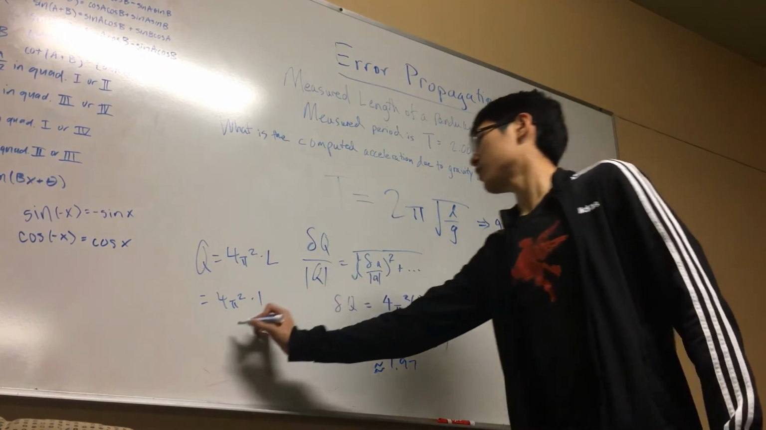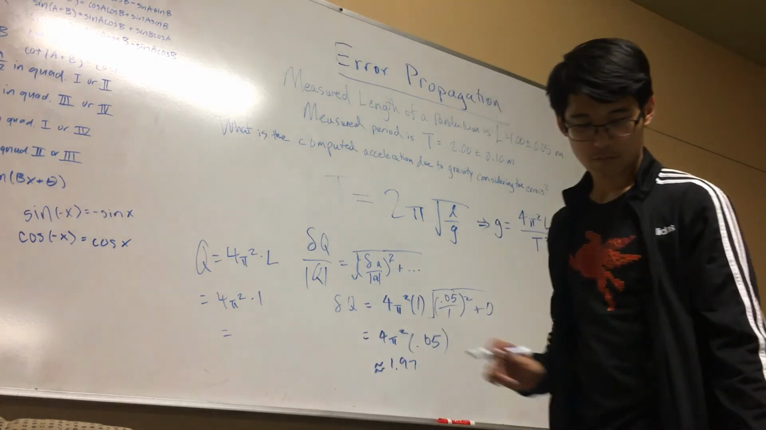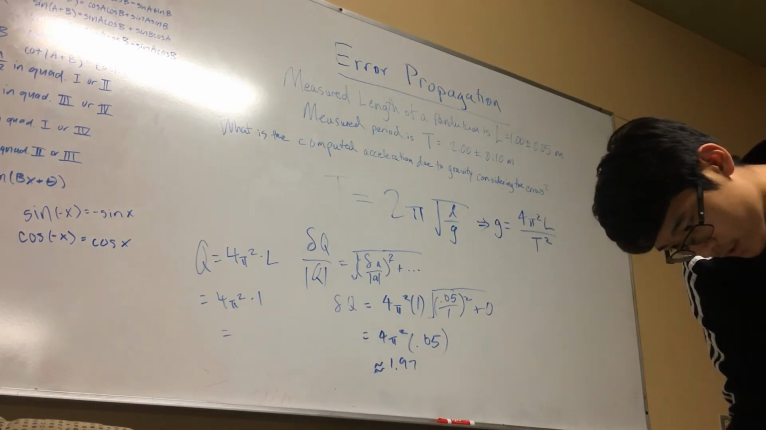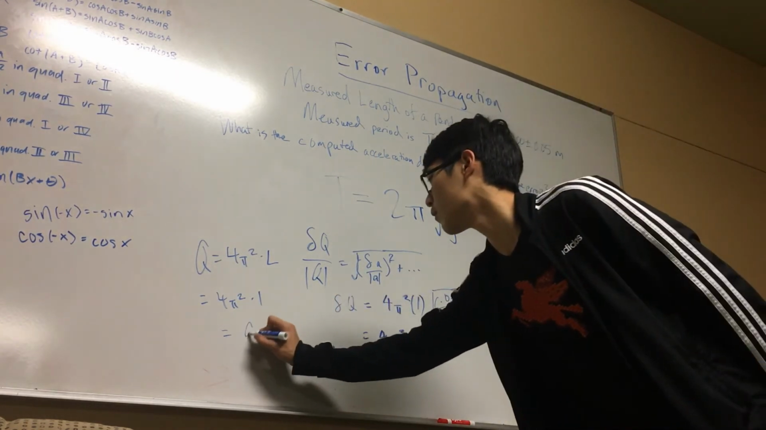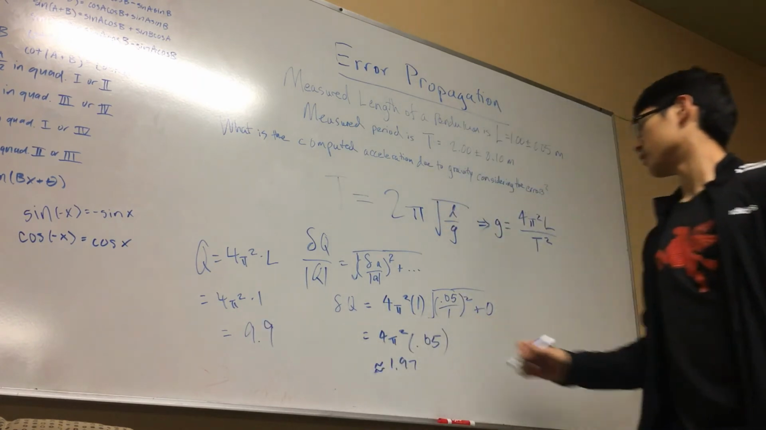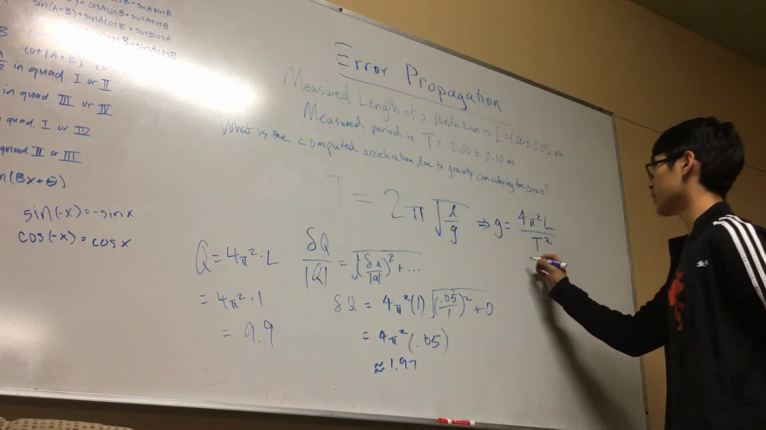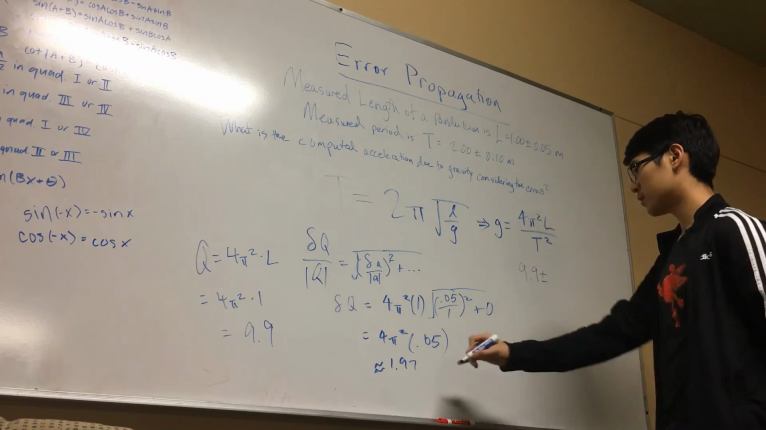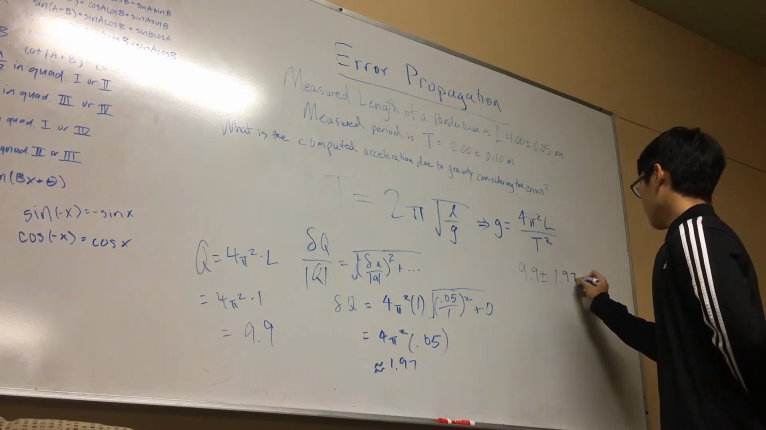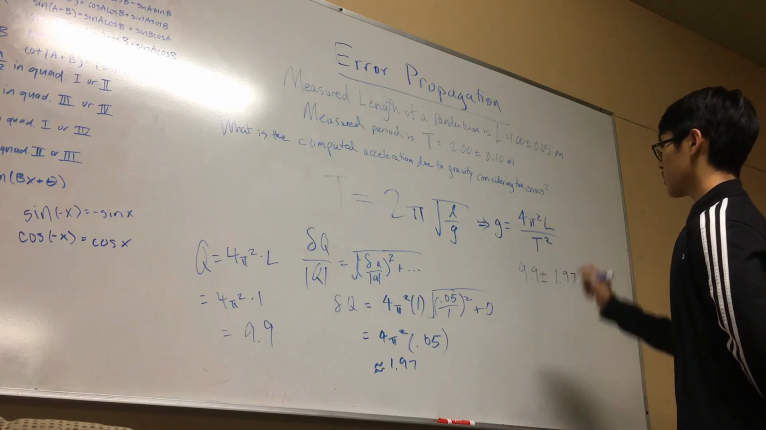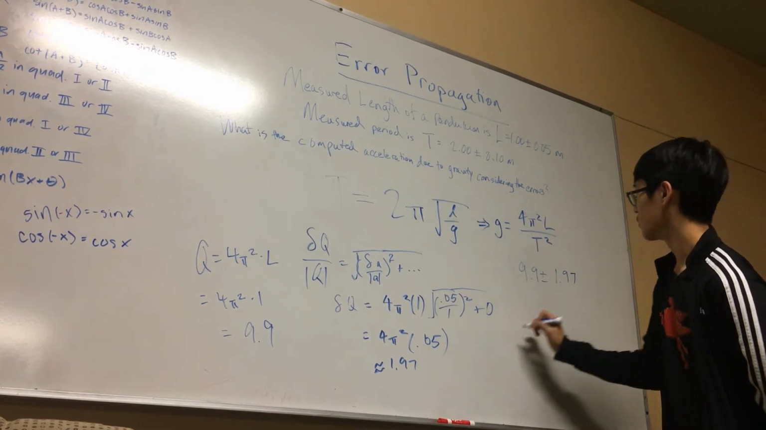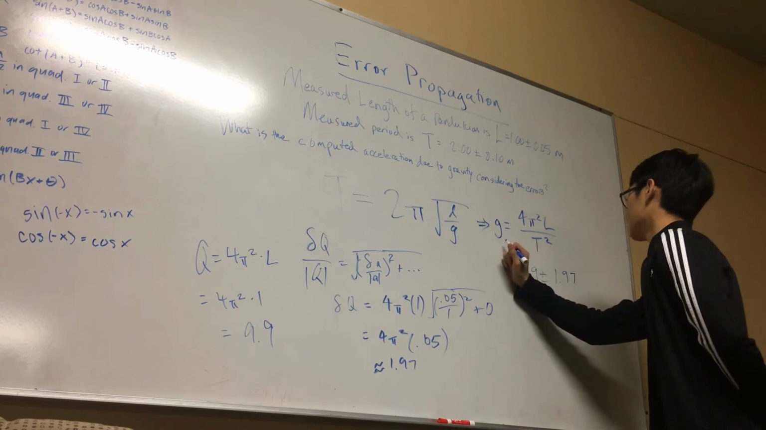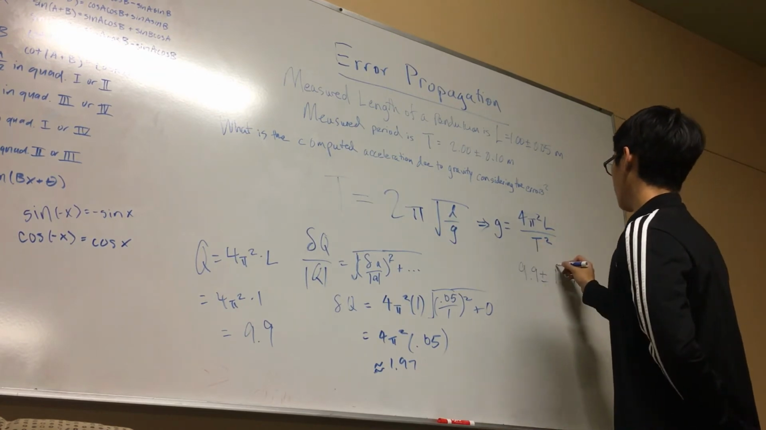Okay, so this is the error we calculated. And q, this value, is about 9.9. So that means that in our numerator we have 9.9 plus or minus 1.97. Okay, now let's calculate the error for t squared. So actually, this is the numerator.